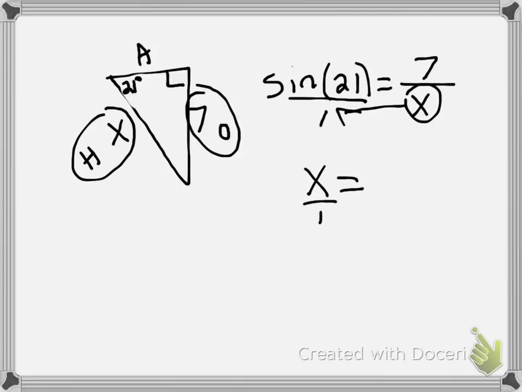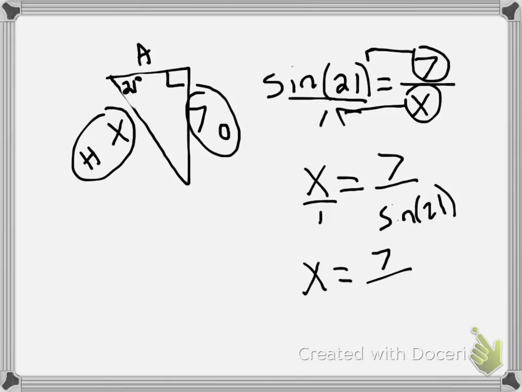Okay. So X over 1, and we're going to do 7 over this, the same thing as 7 over sine of 21. So really, all we have to do in our calculator is 7 divided by the sine of 21 to get our X value. So, 7 divided by sine of 21, which is 19.5. Okay. Alright, so we'll do one more where our X is in the denominator, and I think you'll be set to try some of those problems.